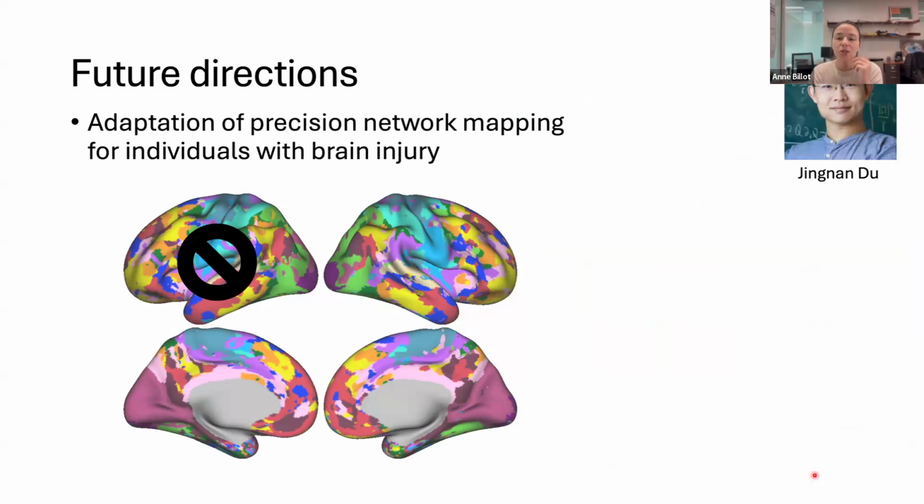And finally, in order to make this approach accessible for people with brain injury, we first need to adapt the first step of this pipeline, which is the precision network mapping approach, to brains with lesions, because as with every fMRI tool, all the tools are first developed on healthy people, which makes complete sense. And then we need to see how we can adapt them to brains with big holes in them.